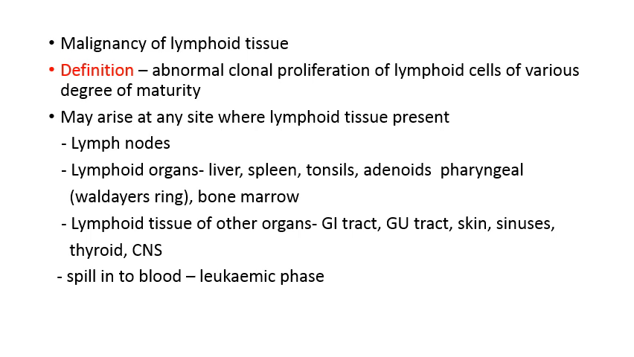And also, if you can remember your anatomy, there are lymphoid tissues in other organs as well. Now you know in the GI tract, the wall of the GI tract, you get lymphoid tissues, and then the genitourinary tract, skin, sinuses, thyroid, and CNS. So lymphomas can occur even at any of these sites. And also, if this abnormal lymphoid tissue spills into the blood, we call it the leukemic phase of lymphoma.